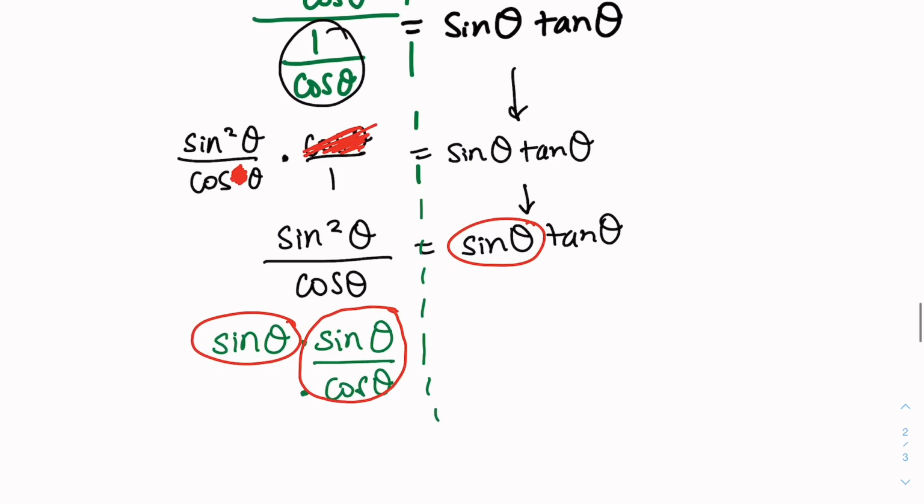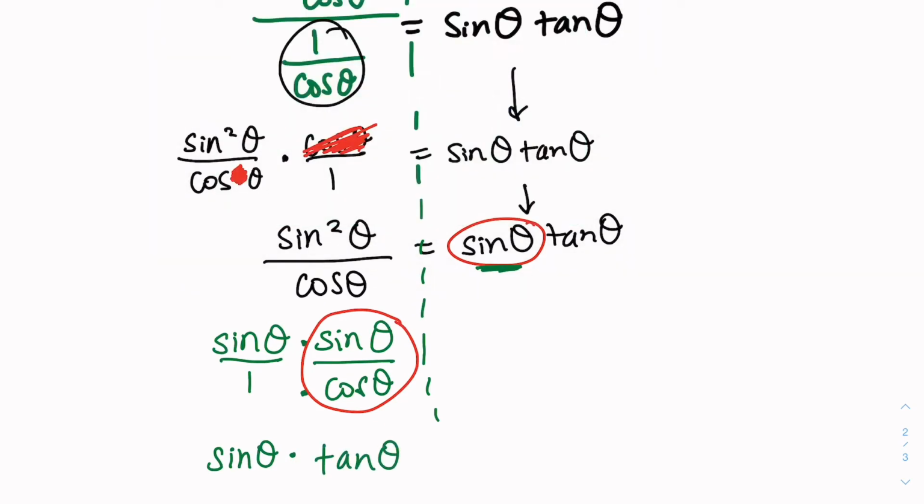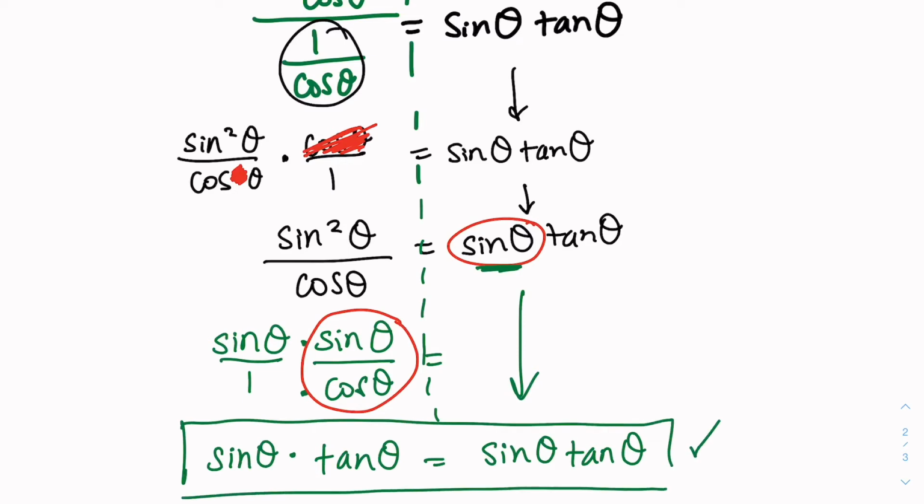So in my final step now, the sine is going to just chill off to the side because I need it here. And then for sine over cosine, I can rewrite that as tangent theta. And so I'm showing that I have succeeded by writing my check mark. We verified the identity.